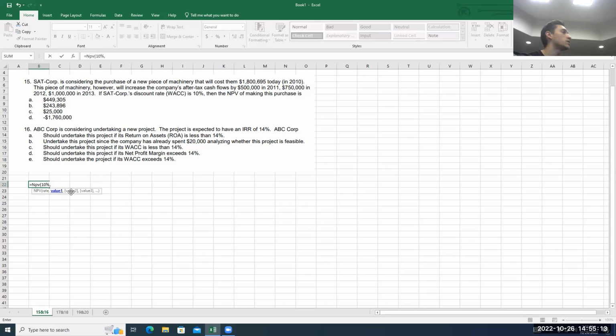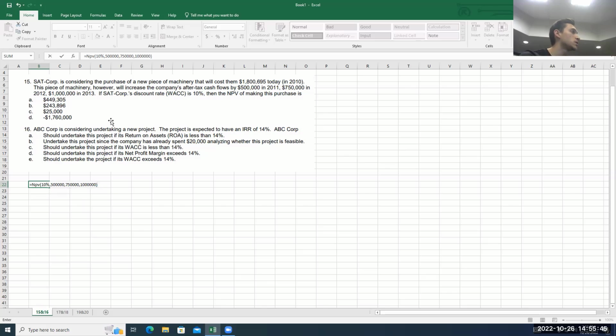All right. Now our values are going to be the cash flows. We're given 3 different cash flows for 3 different years. We have a first cash flow of $500,000, second of $750,000, and then a third cash flow of $1 million. So our 3 cash flows, that's going to be the 3 values we enter into the formula. We'll start with $500,000, $750,000, and $1 million.